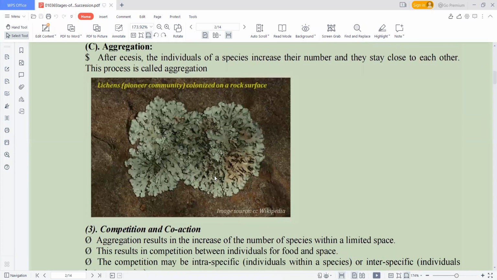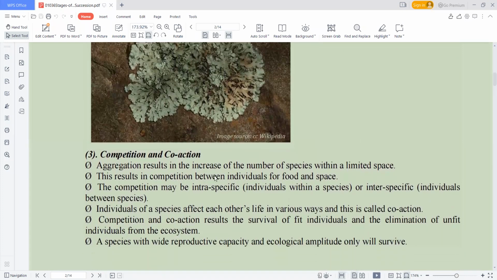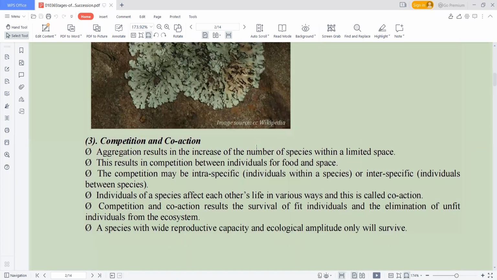So the third step is competition and coaction. Aggregation results in an increase in the number of species within a limited space. Due to aggregation, the number of plant species increases, and competition between these organisms will take place for food, nutrients, and space.